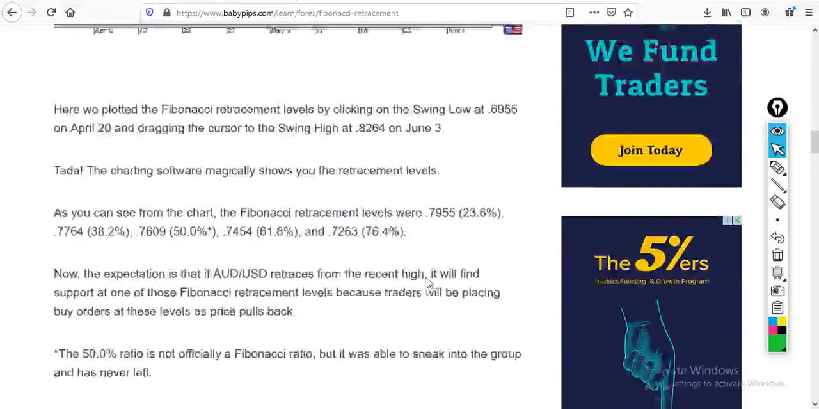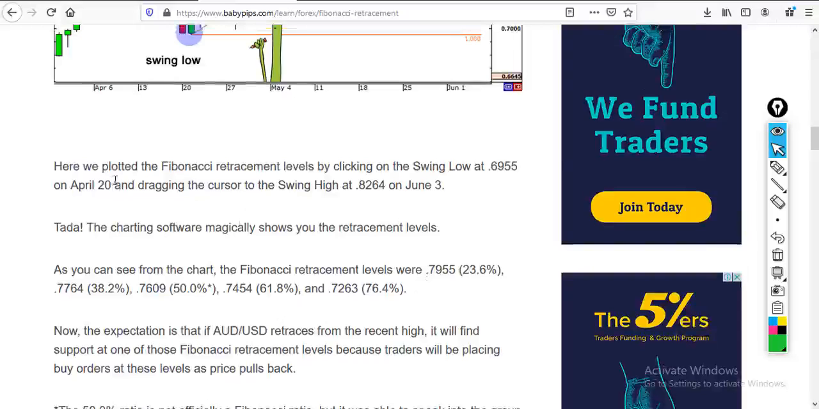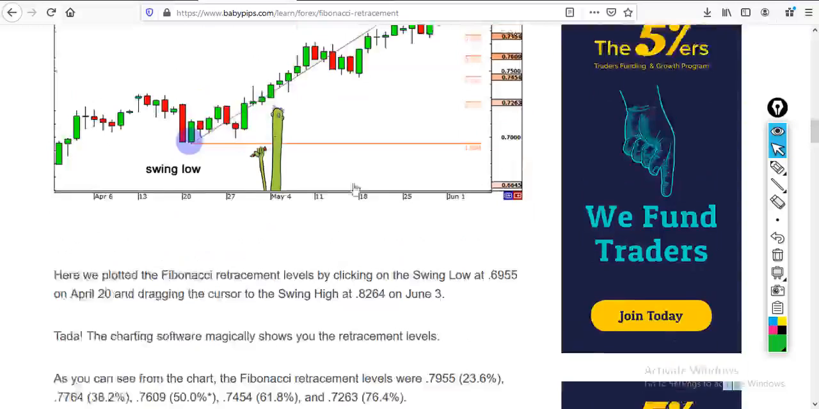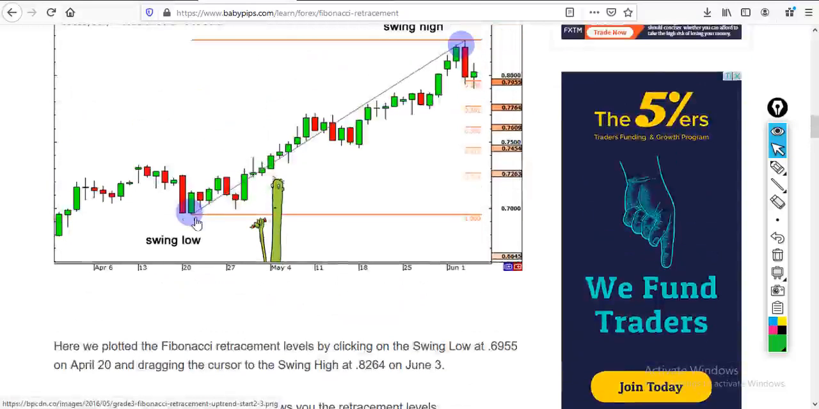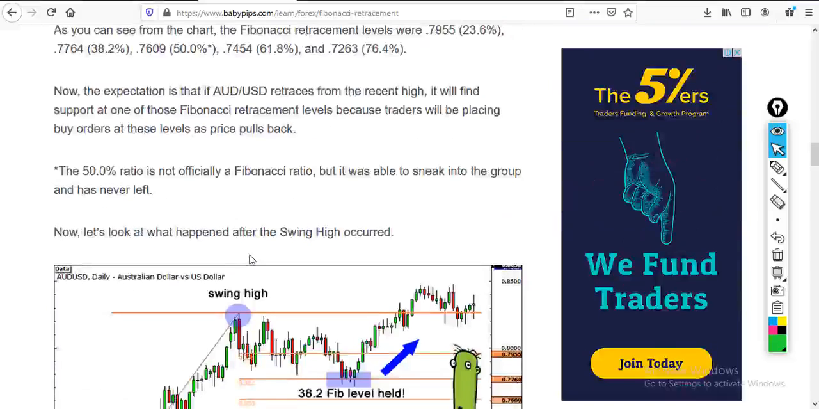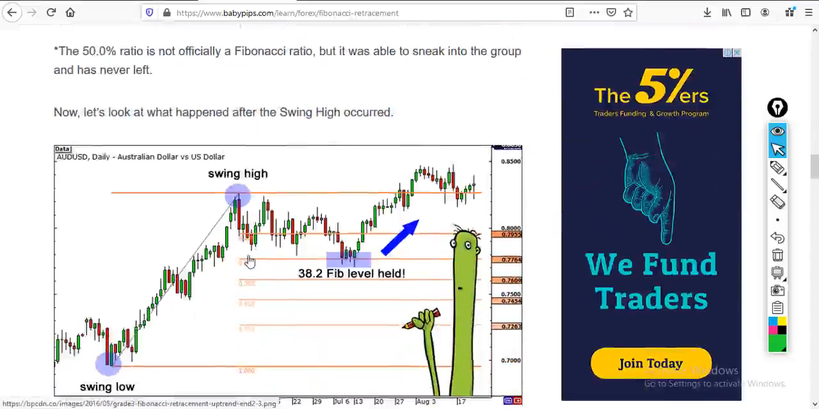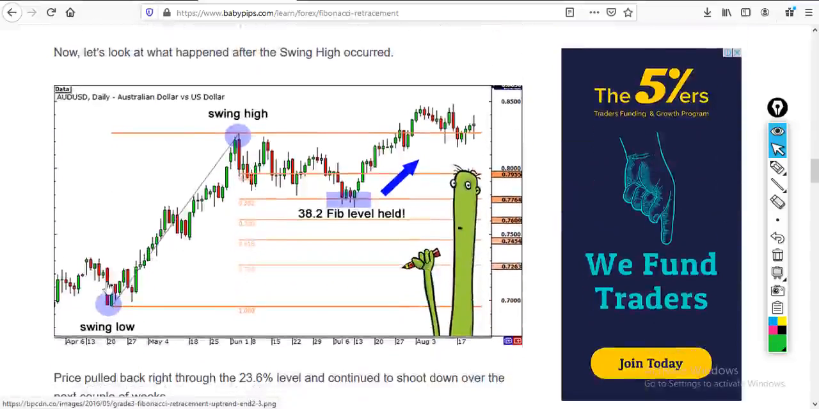Now from the graph that was plotted, let's examine it. This is how the Fibonacci works. You put the swing low to the swing high. And let's see this other chart from the swing low to the swing high. Now where did the price retrace to? We can see clearly that price fell after the swing low to the swing high.